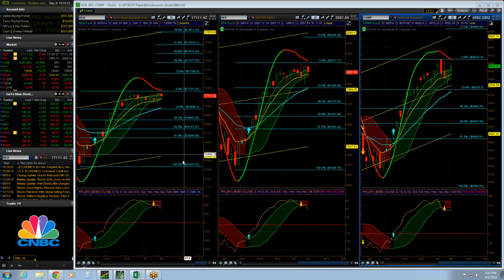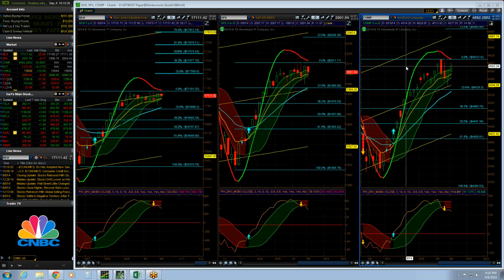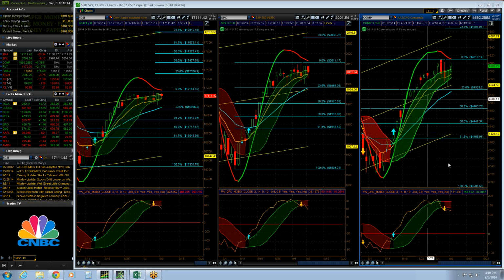I did Fibonacci retracements and extension on each one of the indexes, so you guys get a good pulse of where potentially the market could pull back to, as well as where it could extend to, based on a 3-month time period.